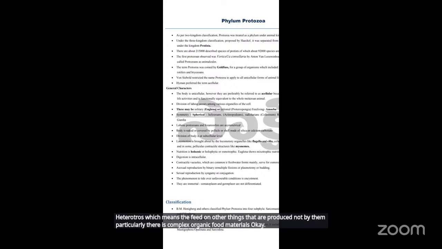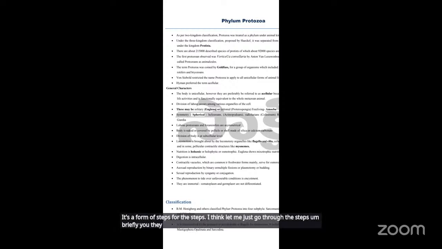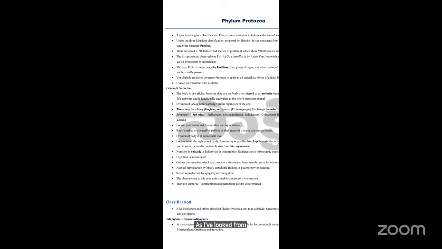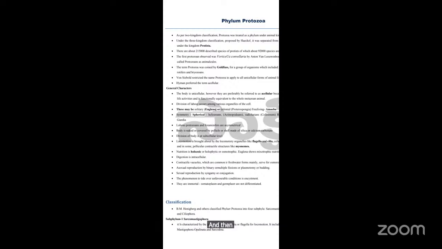It's a form of steps. For the steps, let me just go through them briefly. They first ingest food, that is to absorb it into themselves. Enzymes within them will break it down, that is digestion. Then the cell itself absorbs these nutrients, which is what the enzymes break them into. That's absorption. Assimilation is when the cell uses the said nutrients for growth and energy, bodily functions, like that. And then the one that is not used, the undigested waste, is expelled.